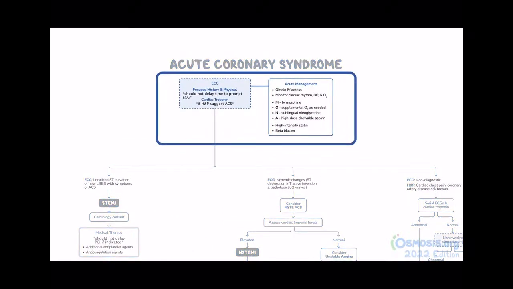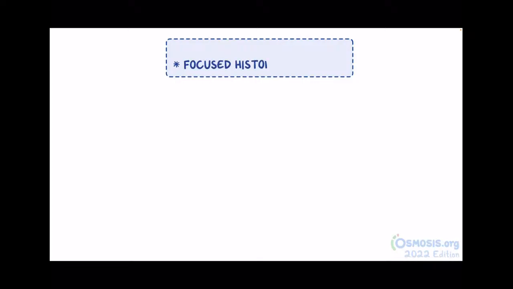The first step in approaching a patient with chest pain is to do an initial assessment with a focused history and physical examination, or H+P, along with a 12-lead ECG. Prompt ECG should be obtained within 10 minutes of hospital arrival and shouldn't be delayed by H+P.